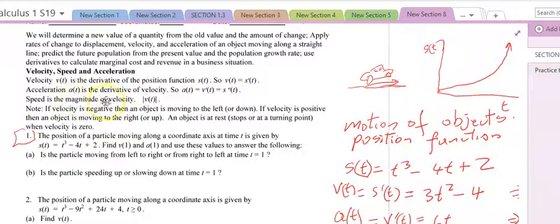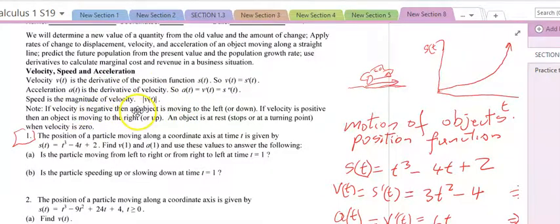Now, speed is the magnitude of velocity, so it's the absolute value of v of t. Just to differentiate, velocity is a vector function. That means it has both magnitude and direction. So you're going like 60 miles an hour east or west. That is velocity. Speed is just talking about the 60 miles an hour that you're going. Also, acceleration is a vector quantity, right? So it has size and it has direction as well.